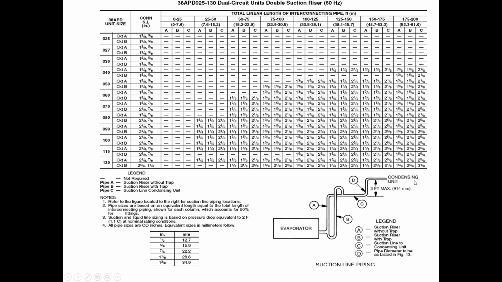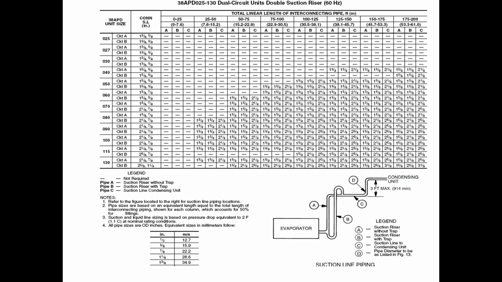Then the 3-foot dimension I was talking about right here. Again, if you're 3 foot or less, you can use a speed riser. And again, the speed riser will be 1 nominal pipe size smaller than what your C pipe is.